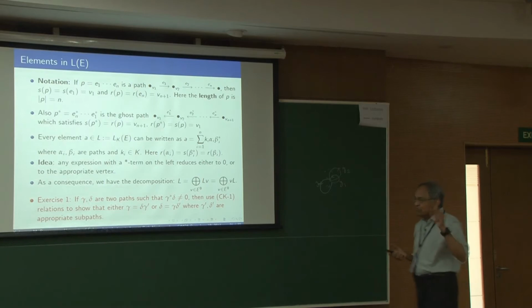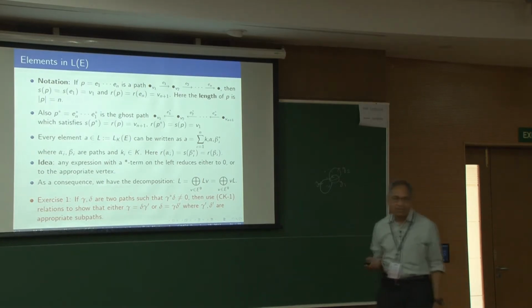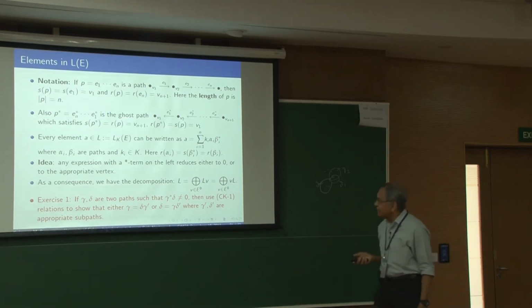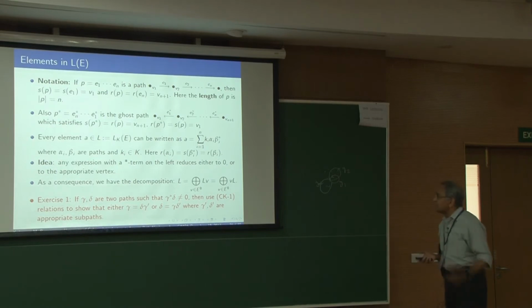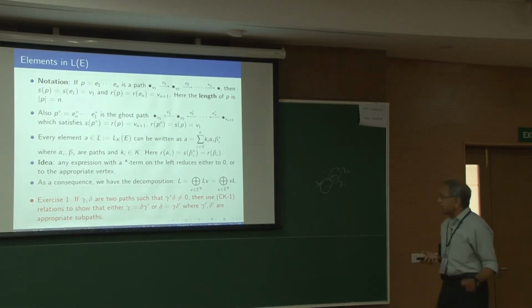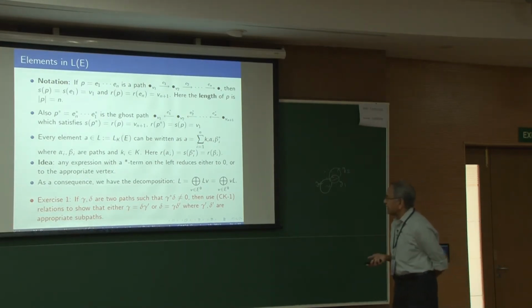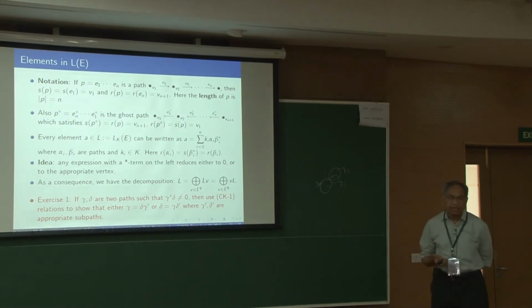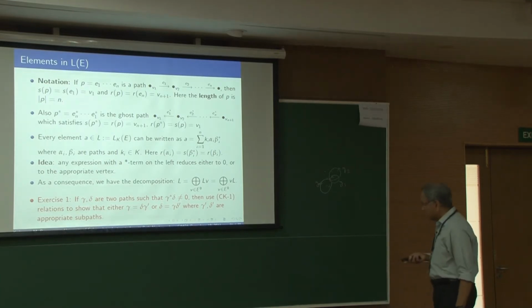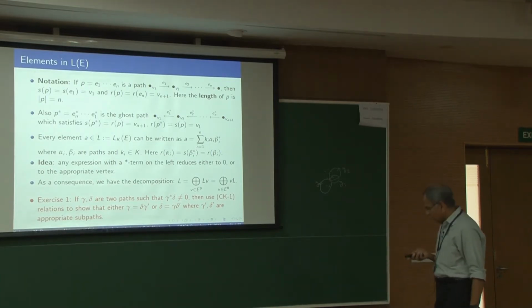A little exercise for you, for those who want to test your understanding of this manipulation. Namely, if you have two paths, gamma and delta, and gamma star delta is not 0, then use the CK1 relation to show that either gamma equals delta gamma prime, or delta equals gamma delta prime. It will be a nice little exercise to test your understanding of these relations.